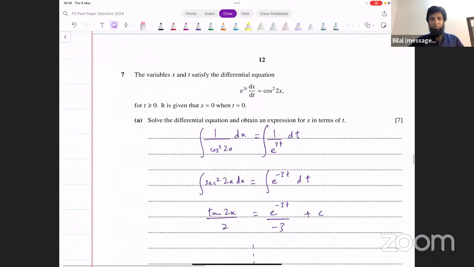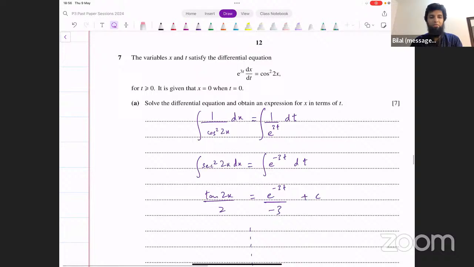So this is the only substitution that you should remember how to do. Otherwise, they will always give you the substitution in the question if they expect you to do that. All right.